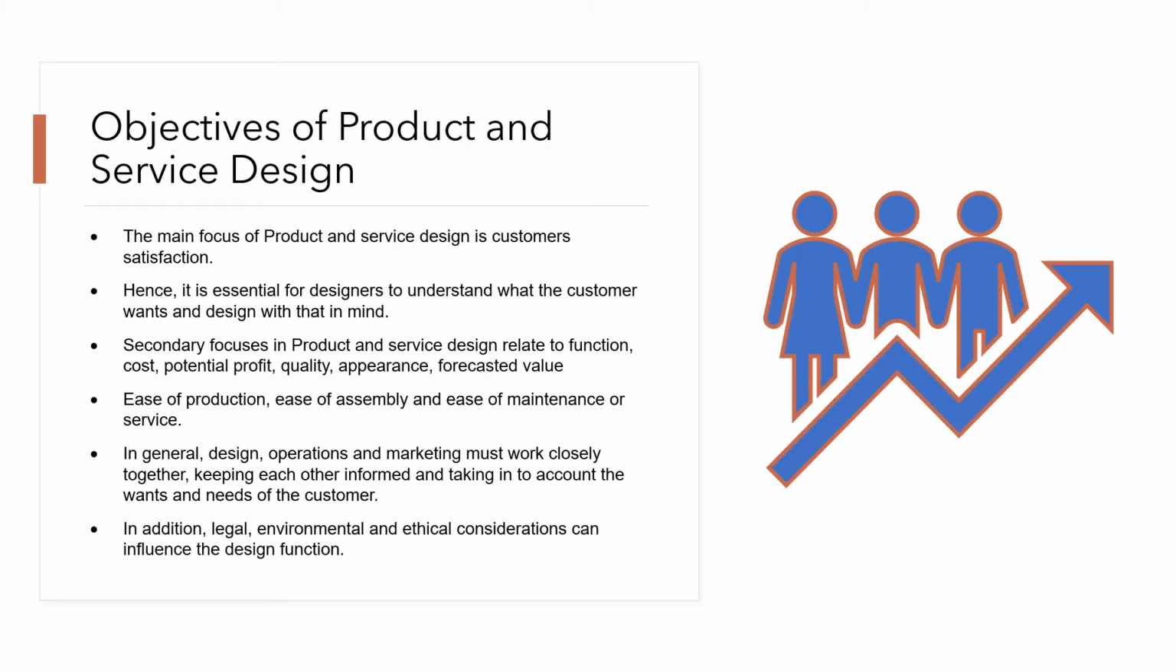There are objectives of product and service design. The main focus of product and service design is customer satisfaction. It is essential for designers to understand what the customer wants and design with that in mind. Secondary focuses in product and service design relate to function, cost, potential profit, quality, appearance, and forecasting value. Ease of production, ease of assembly, and ease of maintenance or service. In general, design, operations, and marketing must work closely together, keeping each other informed and taking into account the wants and needs of the customer. In addition, the legal environment and ethical considerations can influence the design function.